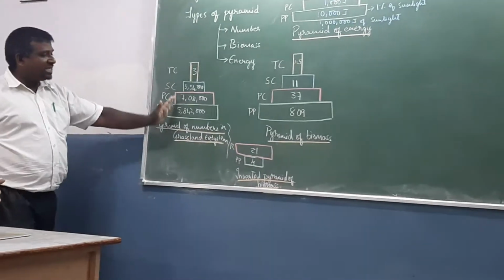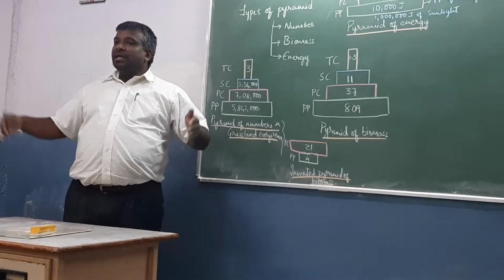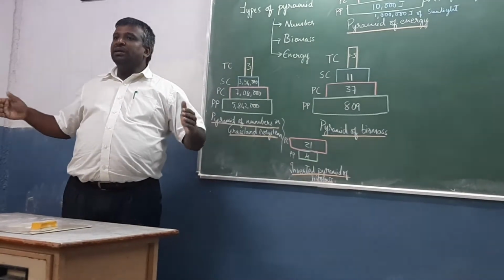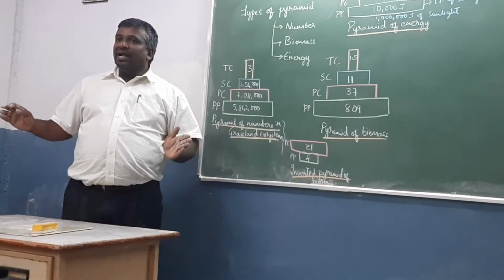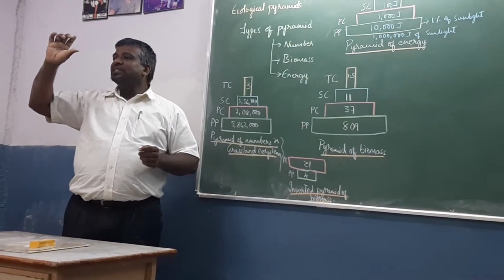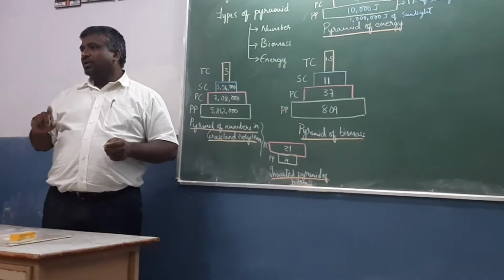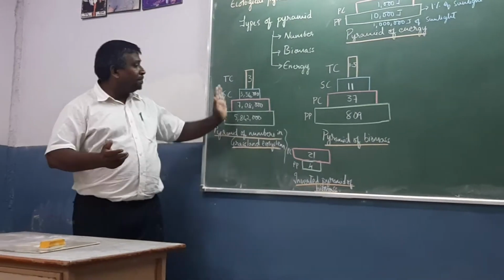All these pyramids are upright. What do you mean by an upright pyramid? The producers or base of the pyramid are larger, and the topmost trophic level is smaller, either in number, biomass or energy. So they are all upright pyramids.